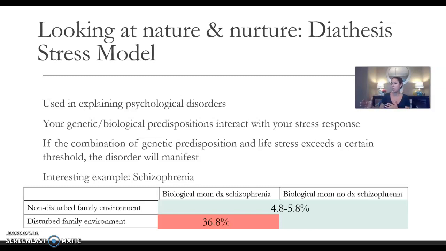Another person could go through those exact same stressors and not develop anxiety, not develop depression, not develop schizophrenia, because they weren't born with that light switch. That genetic predisposition is not there. So that's an easy to remember kind of symbolism for the diathesis stress model.